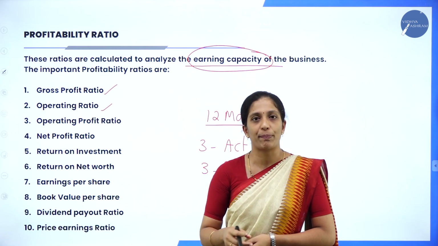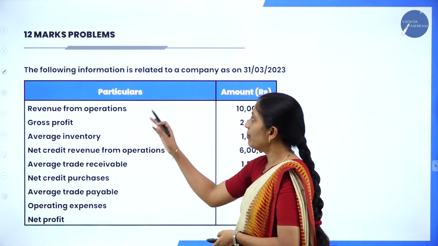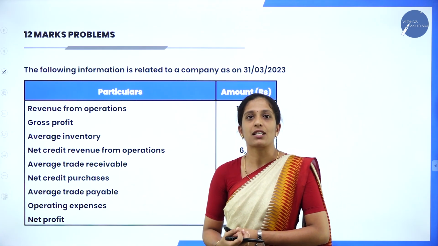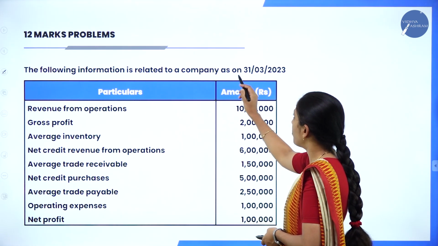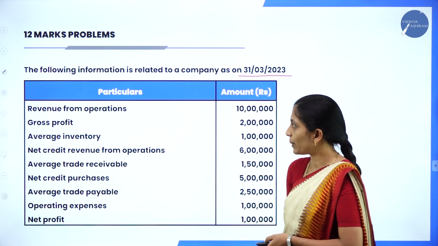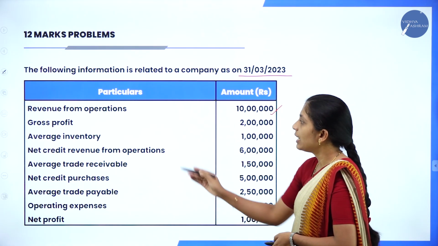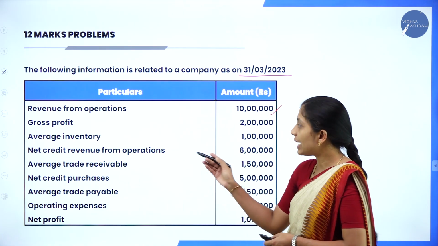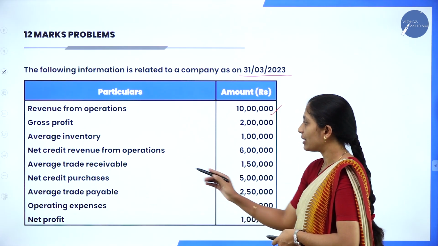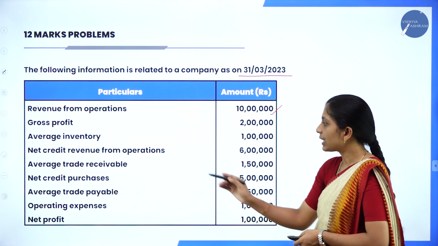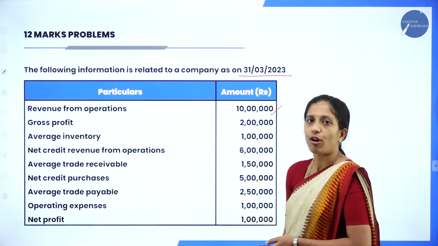Now we shall see the question paper problem, how they have asked it in your question paper. Now this is a 12 marks problem. These are the repeated questions they have asked in your question paper, and we shall solve it today. The following information is related to the company as on 31st March 2023. They have given revenue from operations 10 lakh, gross profit 2 lakh, then average inventory 1 lakh, net credit revenue from operations 6 lakh, average trade payable 1,50,000, net credit purchase 5 lakh, average trade payable 2,50,000, operating expenses 1 lakh, and net profit 1 lakh.